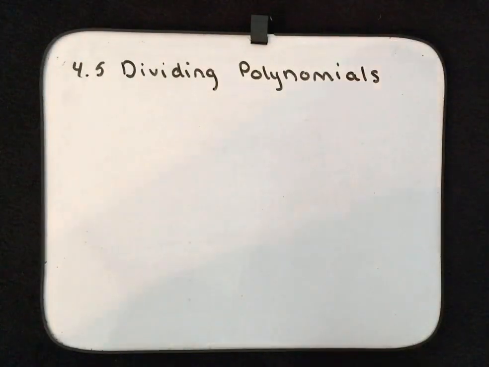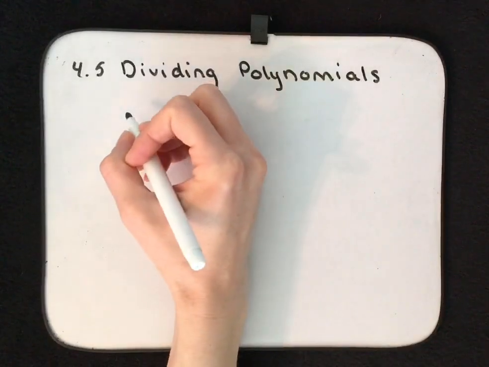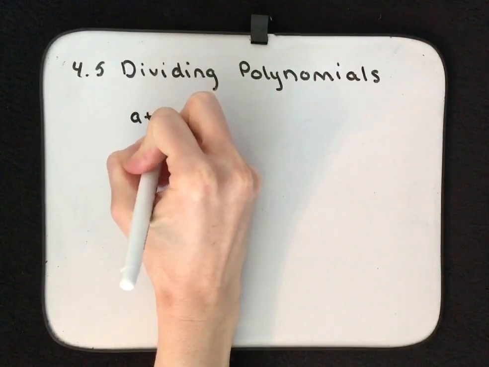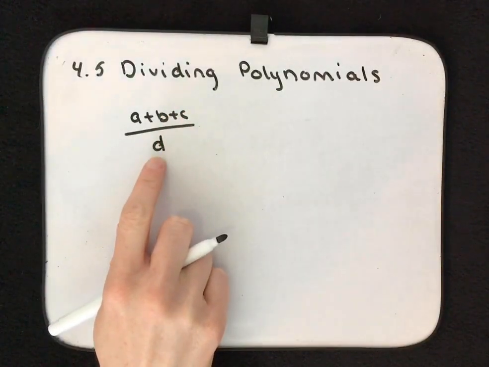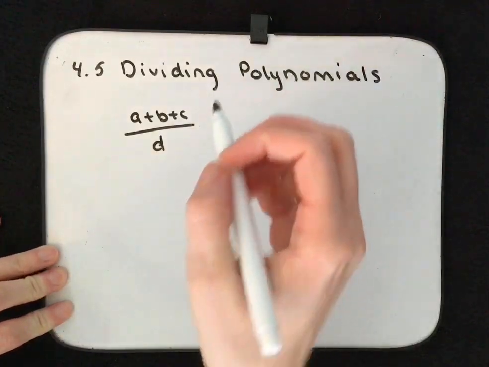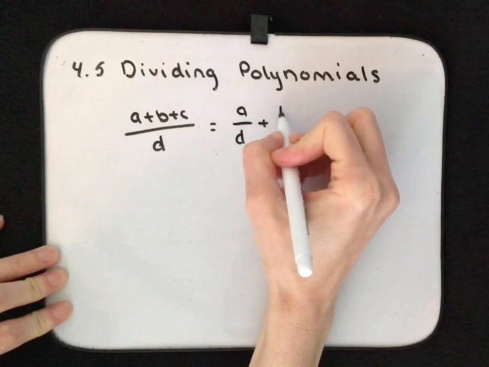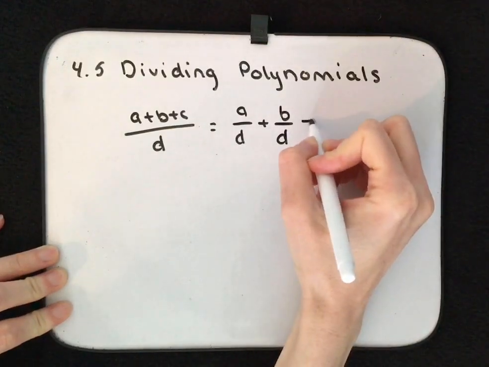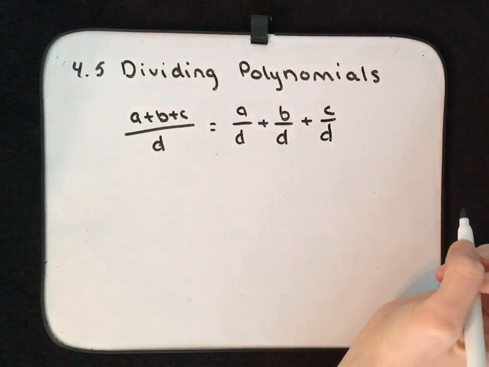There are two styles of polynomials that we're going to look at for dividing polynomials. The first style is when we have a monomial in the denominator. A monomial in the denominator would be something like a plus b plus c all over d, where there's just one term in the denominator. If this is the case, you can divide your polynomials by splitting it into separate fractions for each piece. So we would split our numerator into 3 separate fractions, each over our denominator. And then we could simplify.